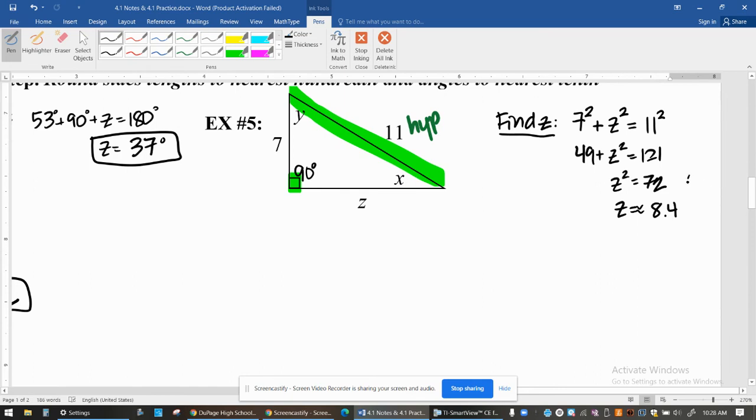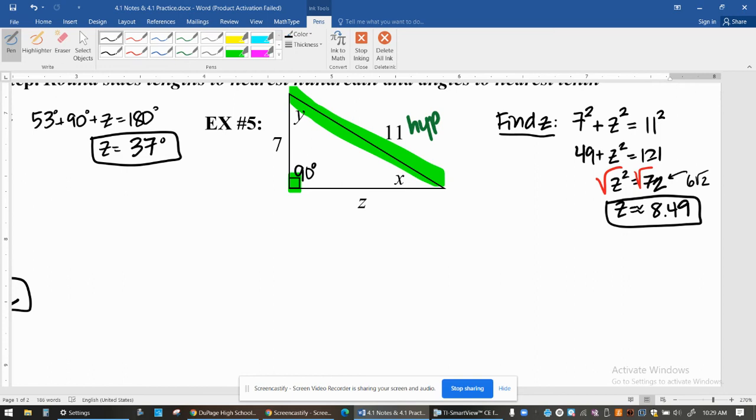If you were to break this down, this would be 6 root 2 because it's 36 times 2. So if I ever ask for exact answers, the square root of 72 breaks down into 6 root 2, 36 times 2. So that would be 8.49 for the side lengths. Again, if you're given two angles, use the 180 rule to find the third. If you're given two sides, use the Pythagorean theorem, a squared plus b squared equals c squared, to find the third side.